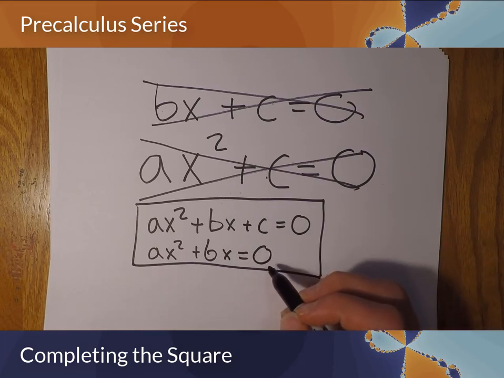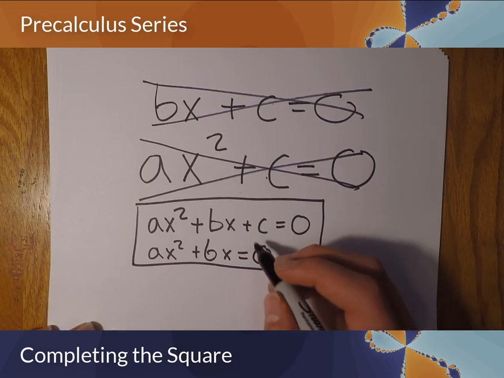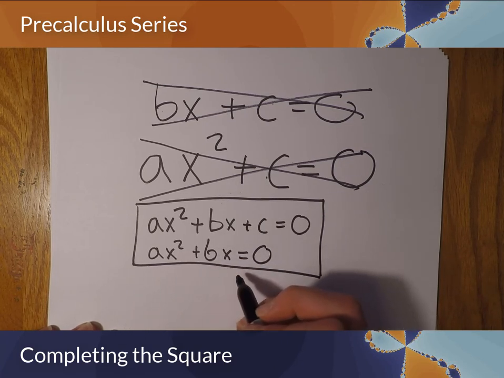So you can see here, this is equal to 0. 0 can be any constant. So if this was equal to 4, it would be fine too. But you have to have an ax squared, and you have to have a bx in order to complete the square.